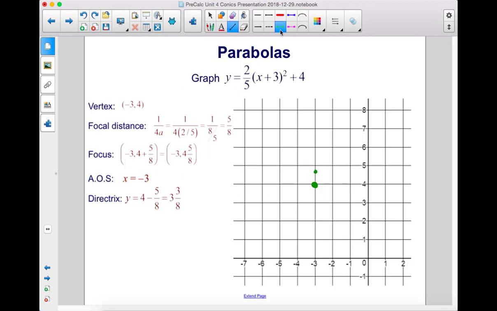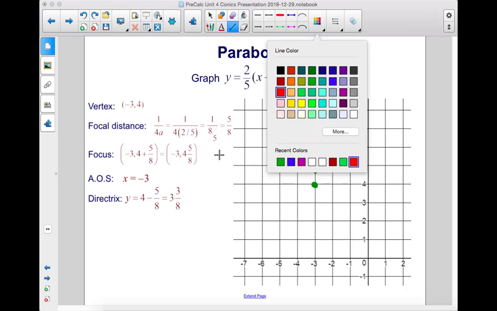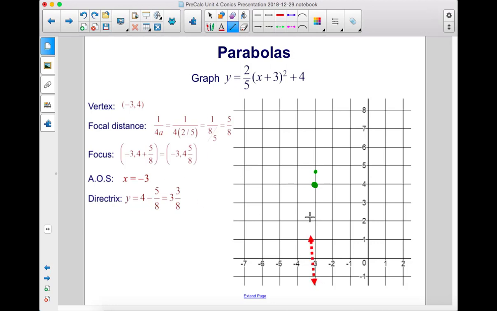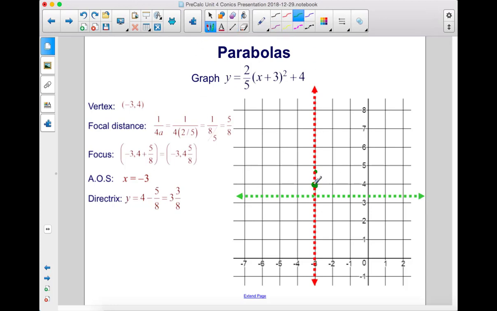Our axis of symmetry is at -3, so right here. And our directrix is at 3 and 3/8. So that's like here, around there. All right, so we have our vertex right here.